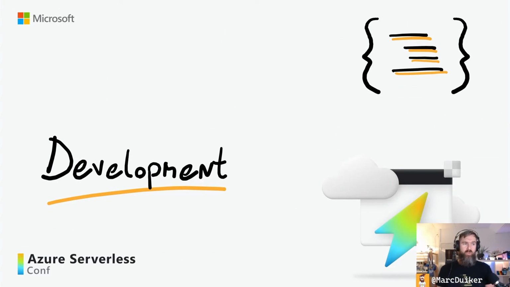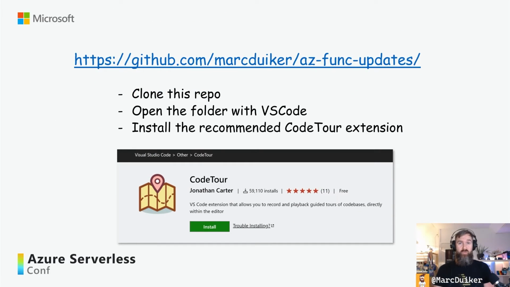All right, so let's have a look at some code. And before I dive into VS Code to show you the code, I would recommend you to go to this link yourself: github.com/markduiker/acfuncupdates. So that's the repository where all of the source code is. Clone the repo, open it with VS Code, and then you'll get a recommendation to install this CodeTour extension. And CodeTour is a really lovely extension that will allow you to navigate through your source code, in this case my source code, in a very easy way, and it allows you to learn a bit more about the source code.